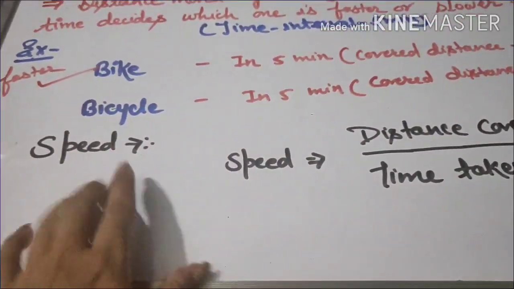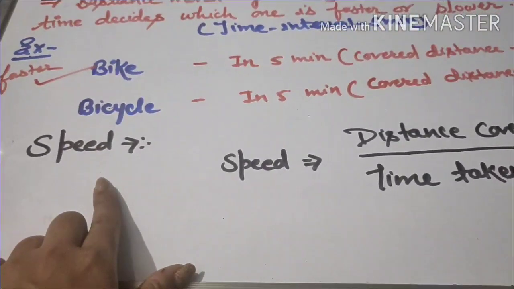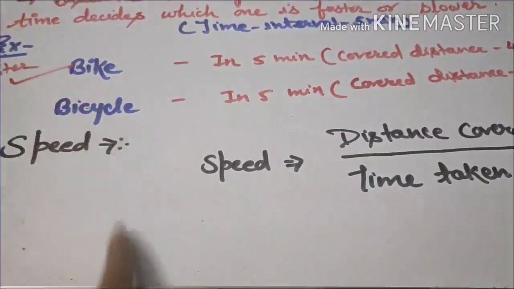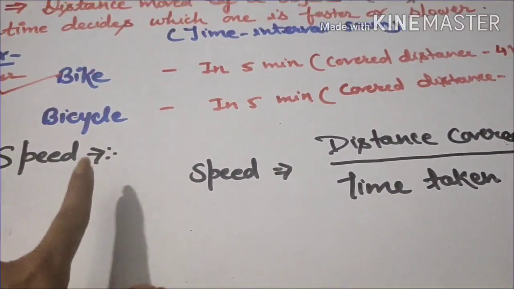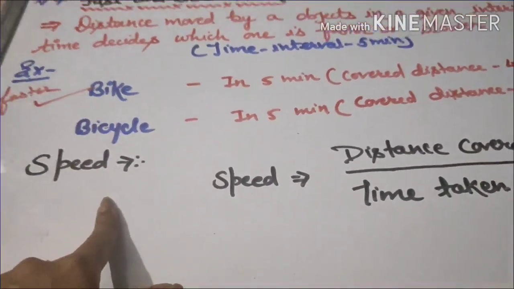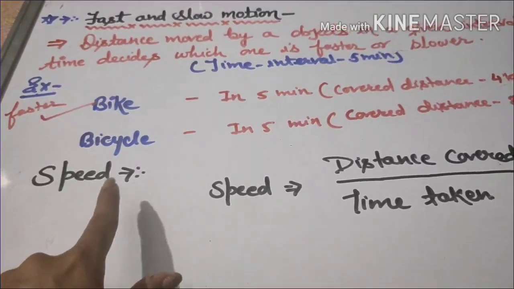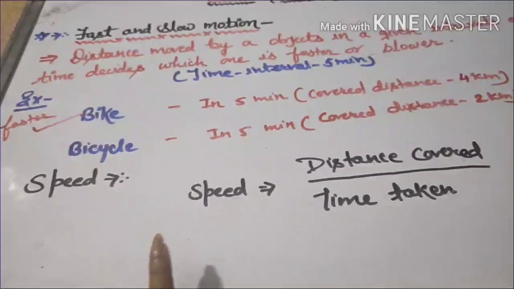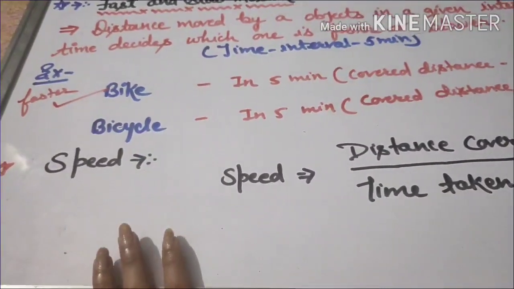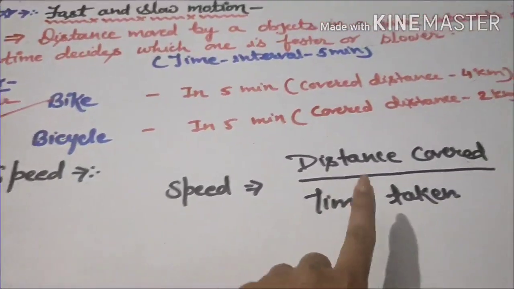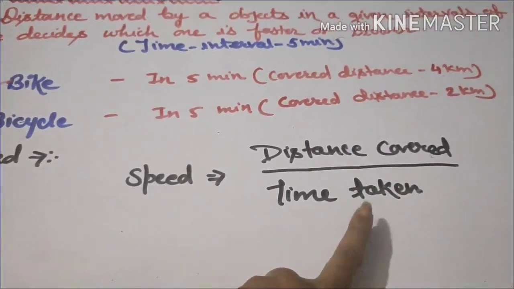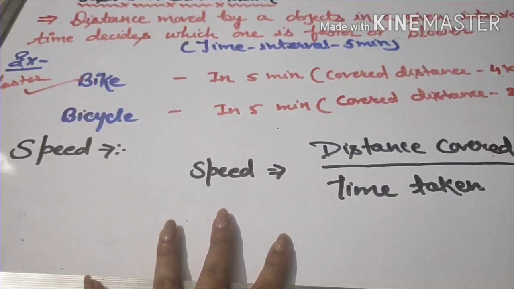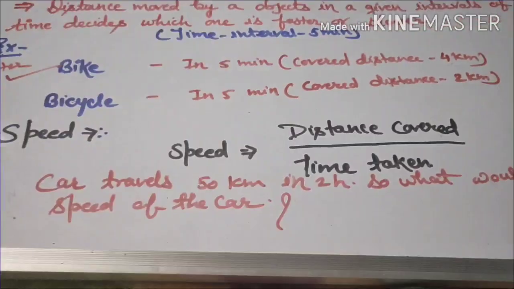So now the next one is speed. Speed is the rate at which an object covers distance. That means how fast or how slowly an object is able to cover distance with time. So generally speed is nothing but the distance covered divided by the time taken. So this is how we calculate the speed of an object. This is the formula of speed: distance covered upon time taken.